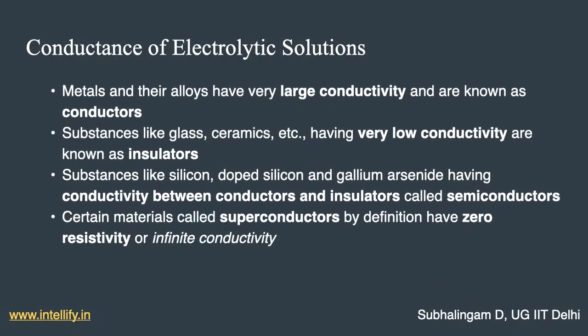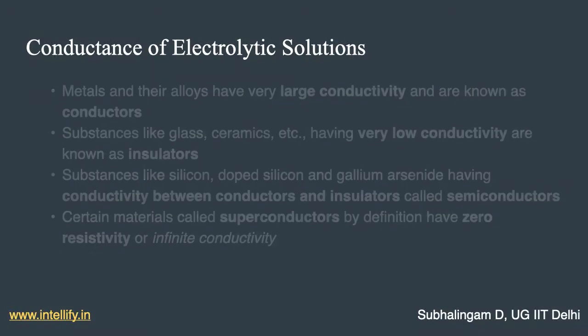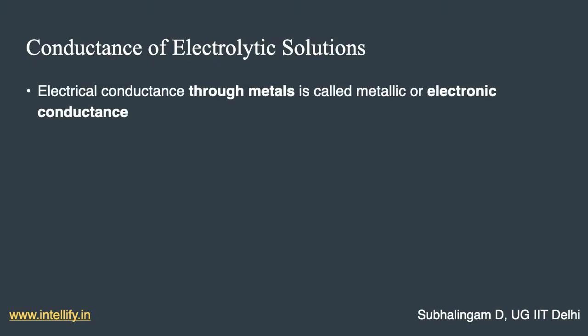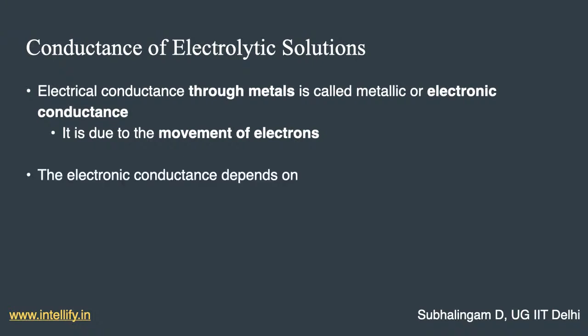Certain materials called superconductors by definition have zero resistivity or infinite conductivity. So that's the classification of materials. Electrical conductance in metals is called metallic or electronic conductance. This electronic conductance is due to the movement of electrons.